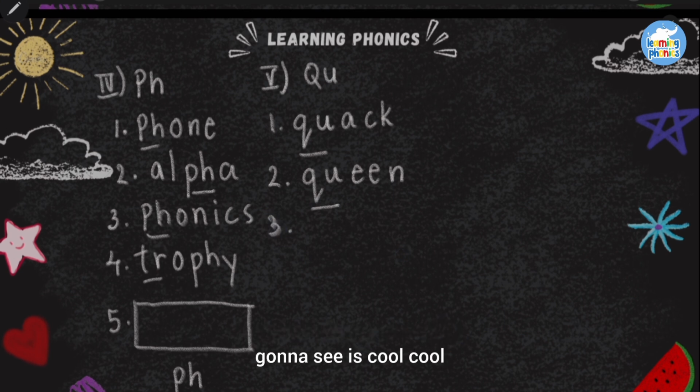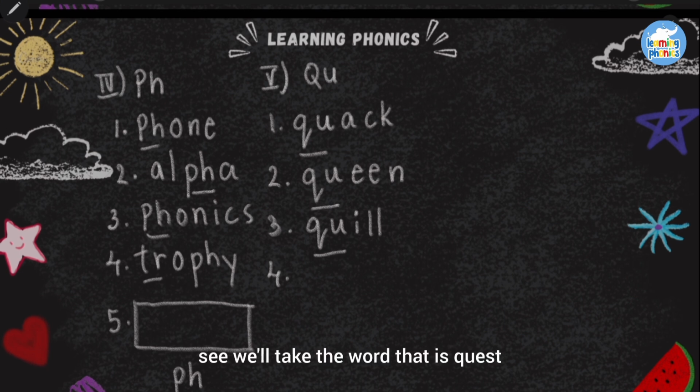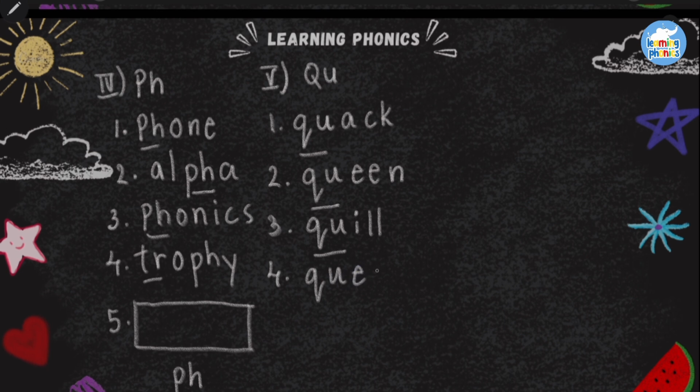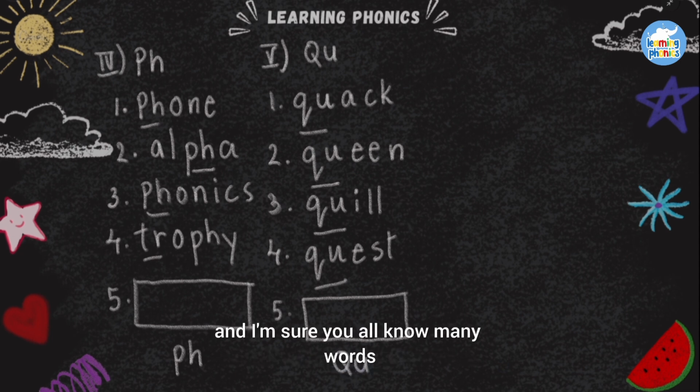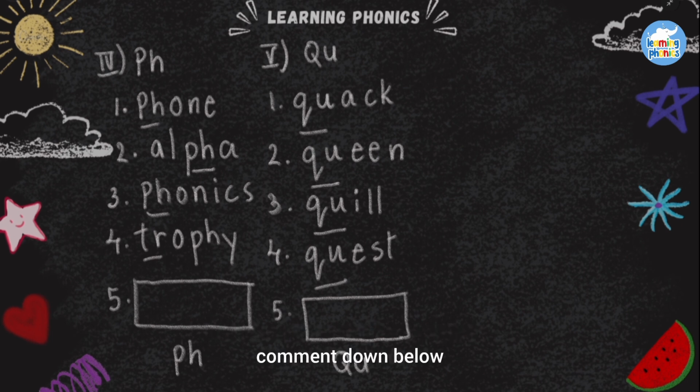See how U is there? Number three, we're gonna see is quill. Qu, e, l. Quill. Number four, we'll take the word that is quest. Qu, e, st. Quest. See? So number five, if you know any words that have the letters Q, U together, which makes the Q sound, and I'm sure you all know many words, comment down below.